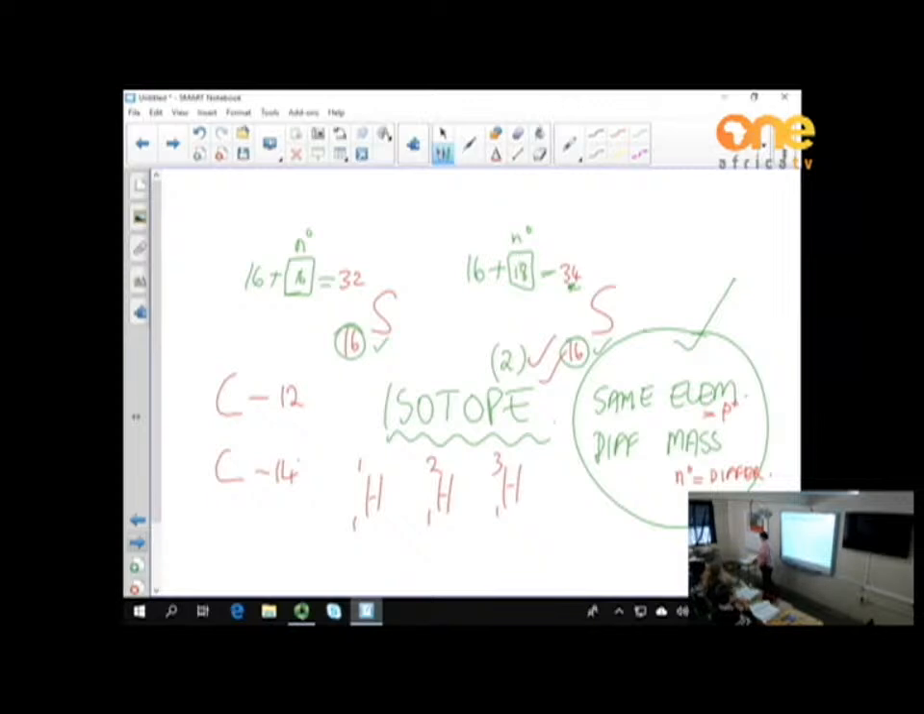In your textbooks, page 21, the second last paragraph, the middle of it: each isotope has a different nucleon number. That's the number of protons and the number of neutrons. And the relative atomic mass is the average of all the nucleon numbers of all the atoms in the sample of the element. Because of this, the relative atomic mass of most elements is not exactly a whole number.